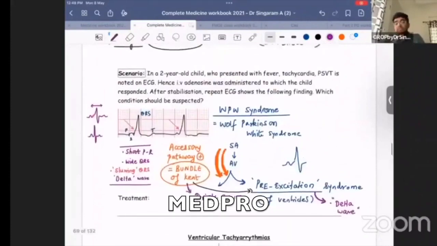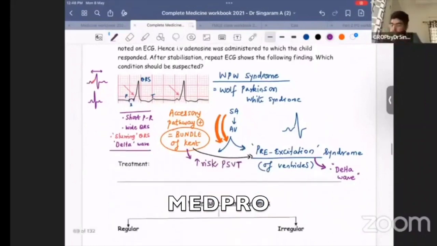That is why, can you see how the question was starting? This child had a PSVT, and after treatment of PSVT, you see the condition of Wolff-Parkinson-White syndrome. That's all. So what I was trying to tell in this particular question is, Wolff-Parkinson-White syndrome is associated with an increased risk of PSVT. Are you able to follow this? Everyone able to follow this?